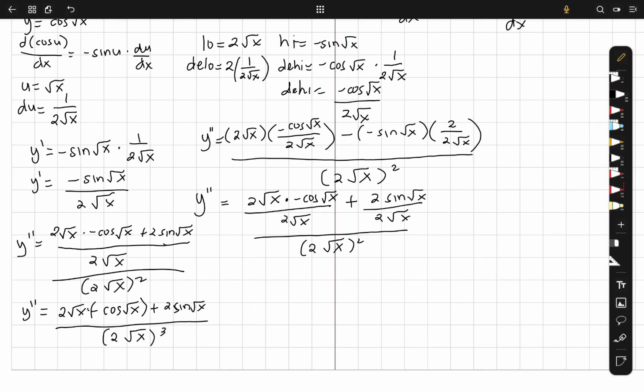And then, papansinin nyo, we have common sa taas, diba? Which is 2. 2 yung ating common sa ating taas. So, y double prime is equal sa 2. Factor lang natin yon. So, we have here square root of x multiplied by negative cosine square root of x plus sine square root of x all over sa ating, so ito pwede natin tong ma-distribute, right?